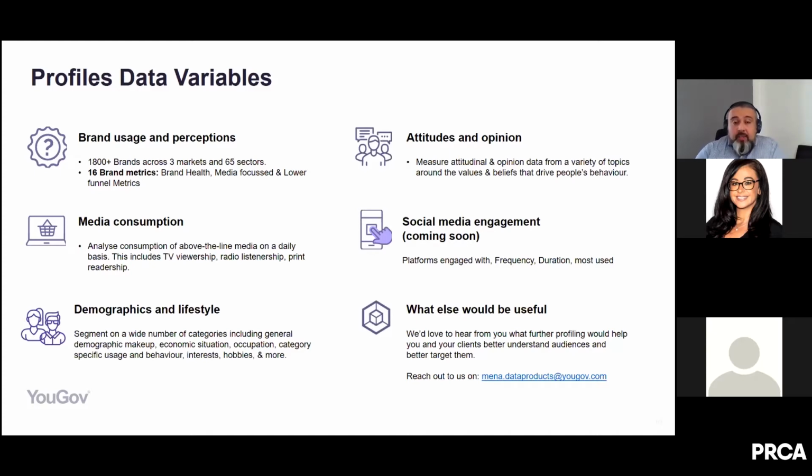We're going to build on our social media data, so understand which platforms they're most engaged with, how frequently they are doing so, how much time they are spending on it, and so on and so forth as well.